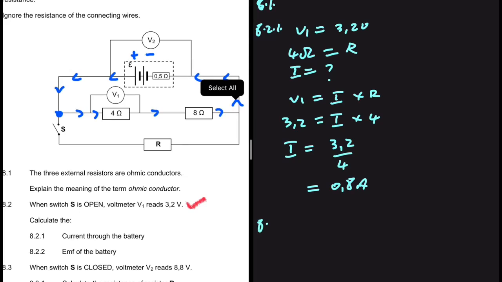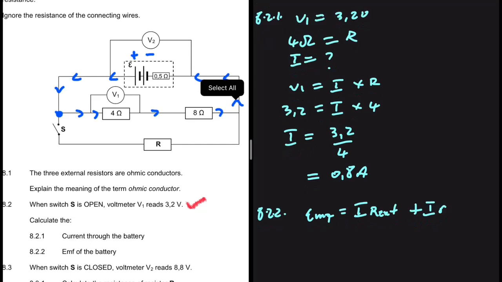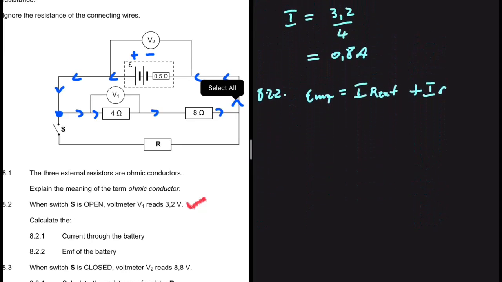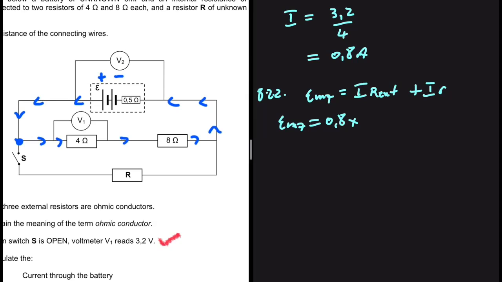So EMF is given by the current multiplied by the external resistance plus the current multiplied by the internal resistance. So the EMF will be equal to, our current is 0.8. What is our external resistance? We have 2 resistors in our external circuit of 4 ohms and 8 ohms respectively. They are in series with each other, so we don't have to do anything complicated there. We can just add those 2 resistances and that will be our R external.